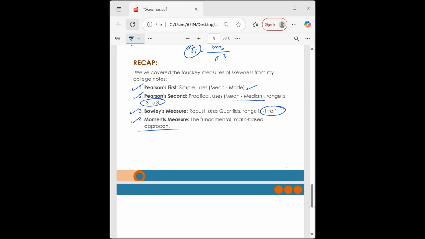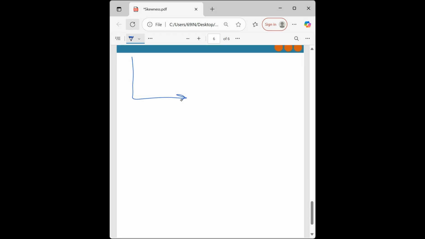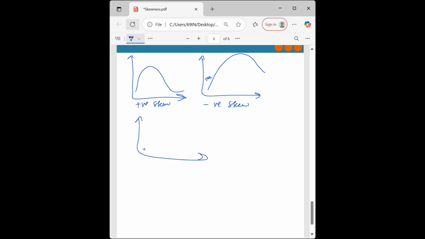If you want to understand it visually, I can help you with that. Let me draw a few graphs. See, what is this? This is positive skew. Okay, here this tail is long, so this is my minus or negative skew. And this is what? Symmetrical, as you can already see. So this is the graph-based approach.